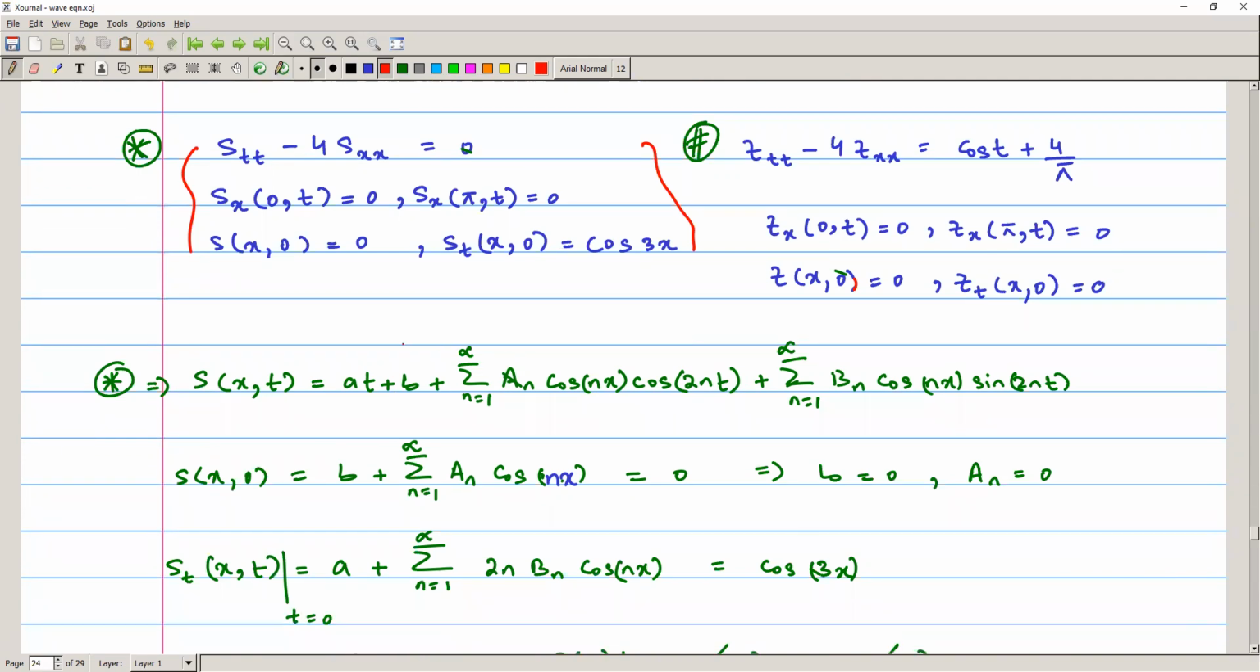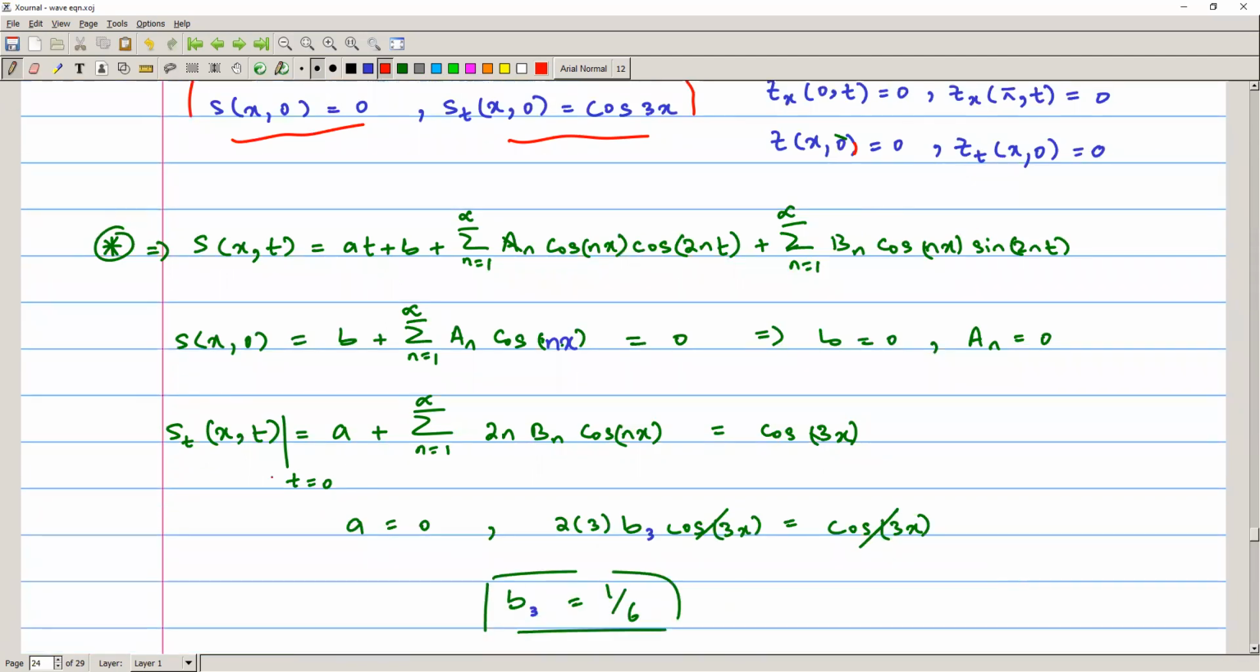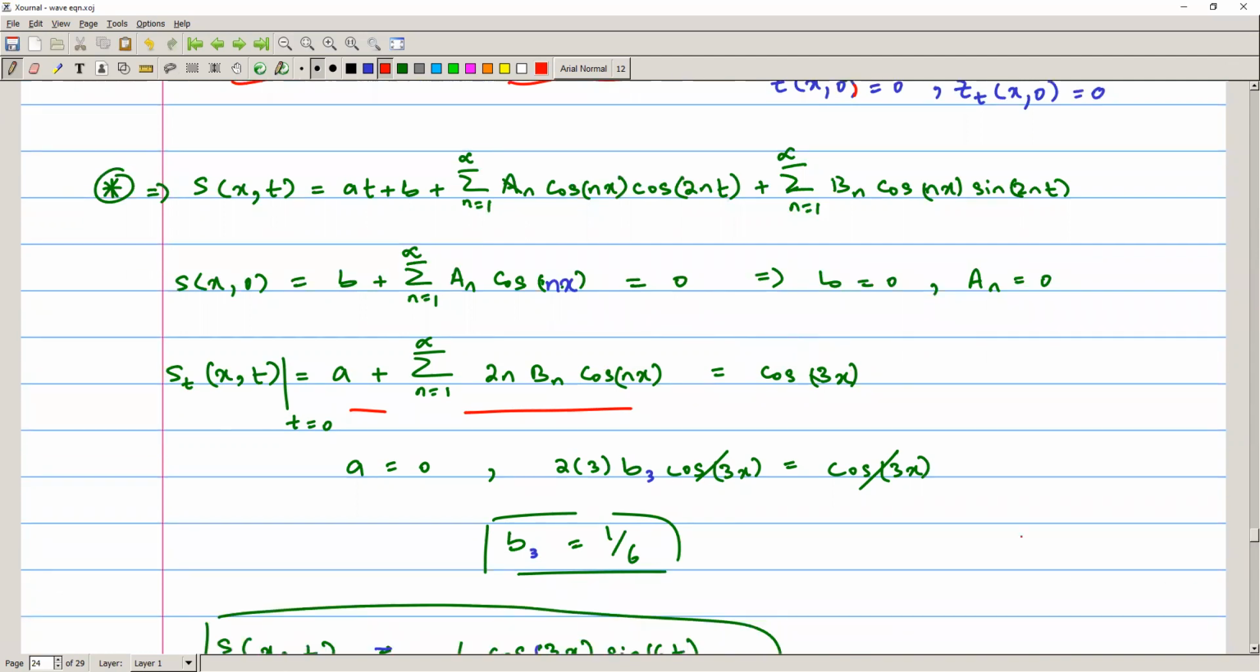So here the initial condition is 0 and here it's cos 3x. First of all, we will use this condition at t = 0. From here we can get B and a_n as 0. And then we can use the second condition. The second condition implies that the derivative of S will be A plus summation 2n b_n cos(nx) times cos(2nt). Therefore, at t = 0, this will be equal to this, right? So it's equal to cos 3x, and A is equal to 0 because there is no constant on the right hand side.